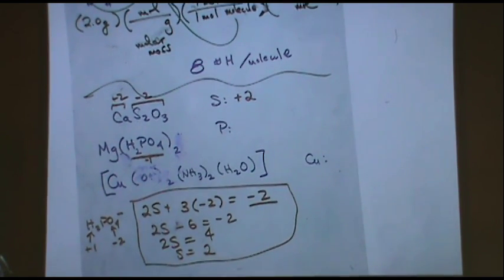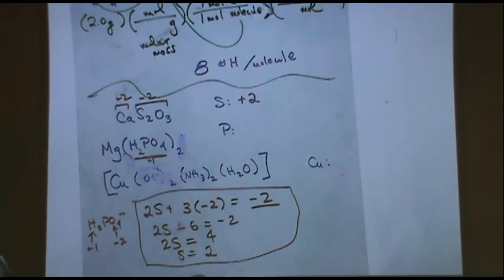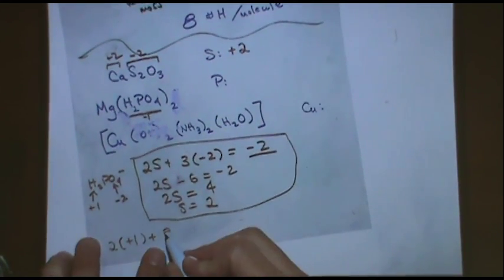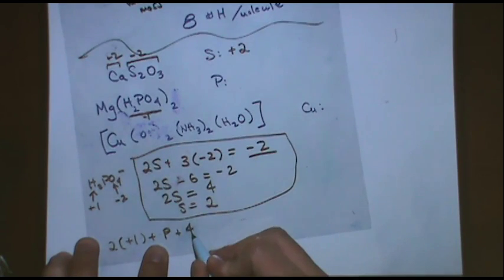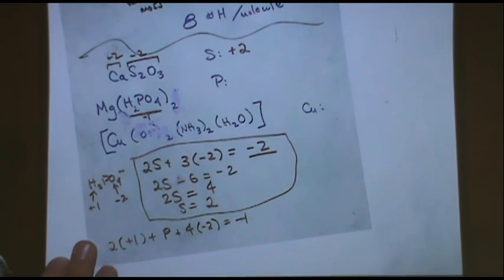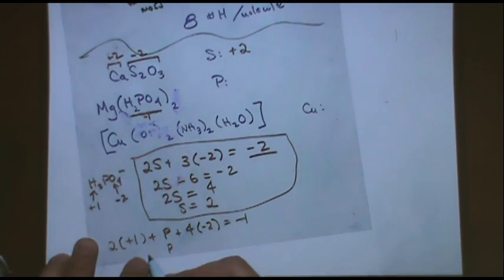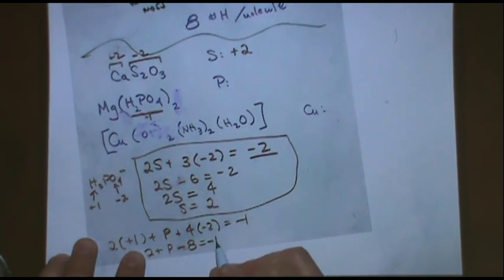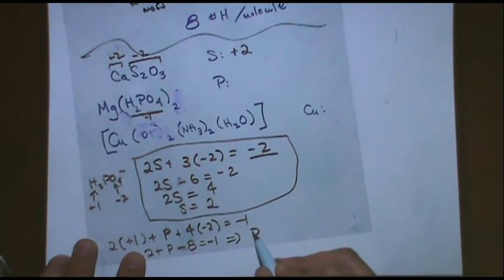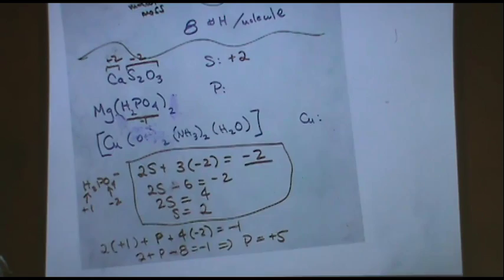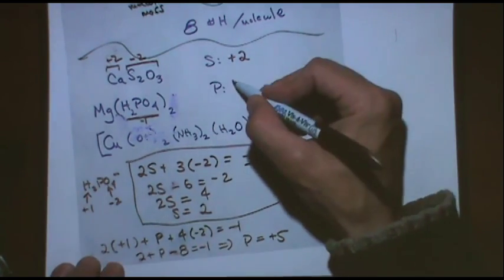Oxygen is usually -2. So we've got 2 hydrogens at +1. We've got a phosphorus, which is the one I want to know. We've got 4 oxygens at -2. And that all equals -1, the overall charge of the molecule. Well, that means phosphorus, 2 plus phosphorus -8 equals -1, or phosphorus is going to equal +5 if you move everything over to the other side. Okay, +5.